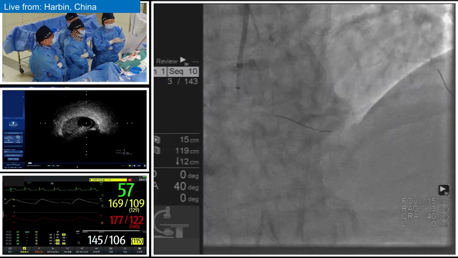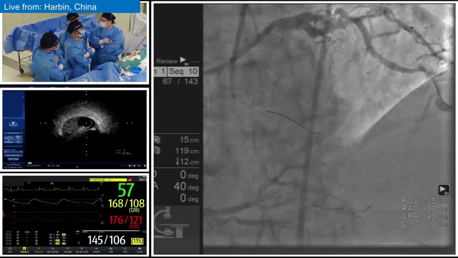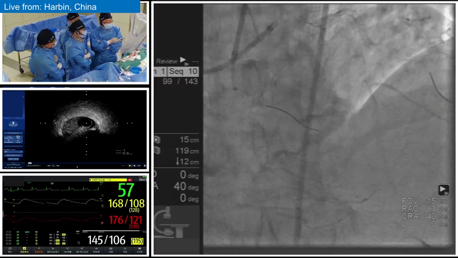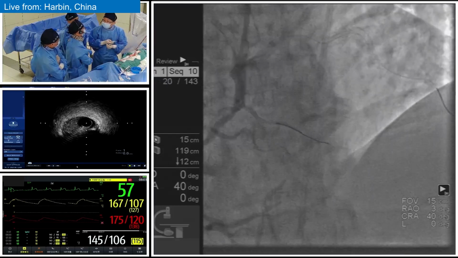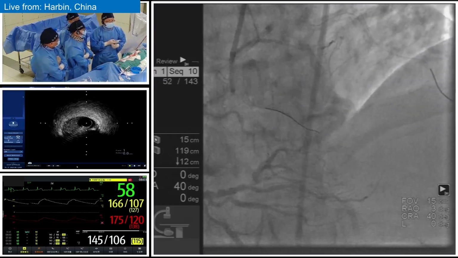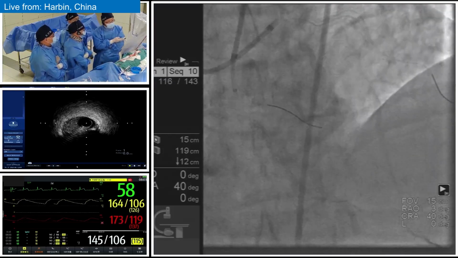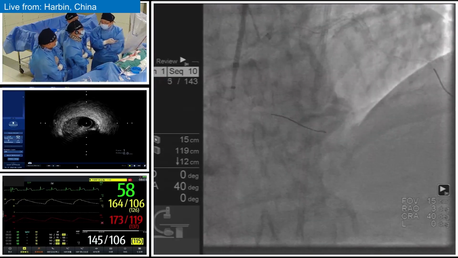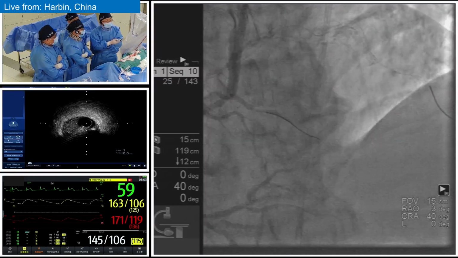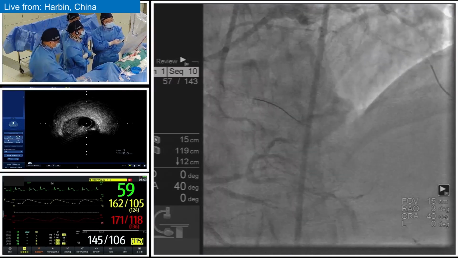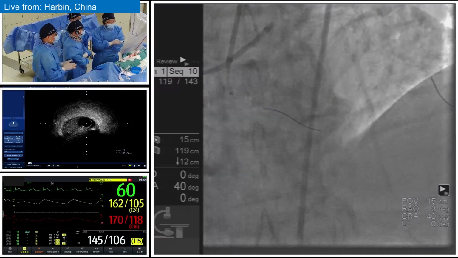So for this case, we should discuss the strategy. Certainly we could sometimes try retrograde approach, but we must check the RCA first to see if there is a steep plaque or severe stenosis. But there is no very good septal channel. So certainly for that case, I think we may try antegrade approach first.